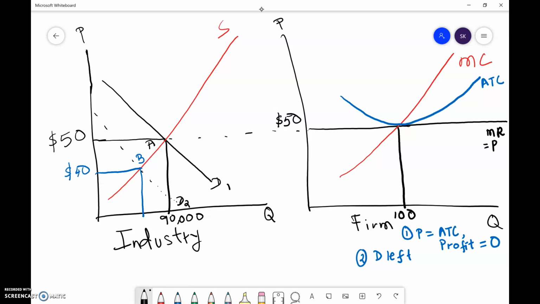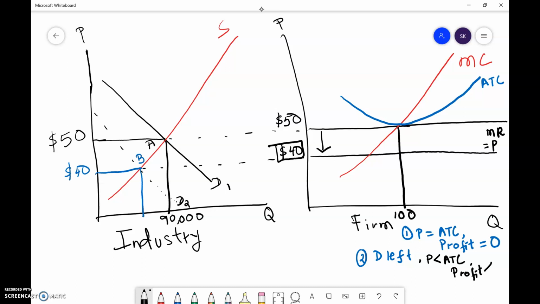The farm is a price taker, and the farm's price will go down from $50 to $40. So we have price less than average total cost. The new price is $40. Nothing happened to the average total cost curve, so it's still at $50. So I can say the profit is going to be negative, or less than 0.